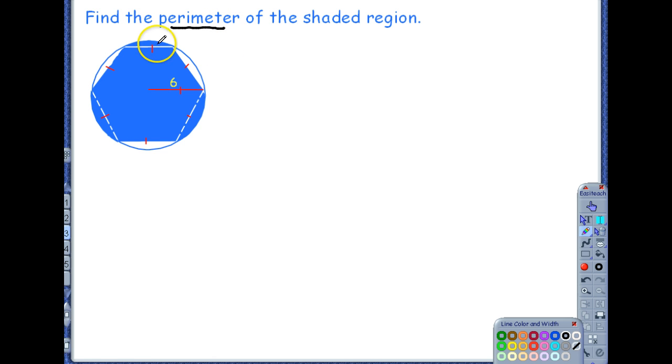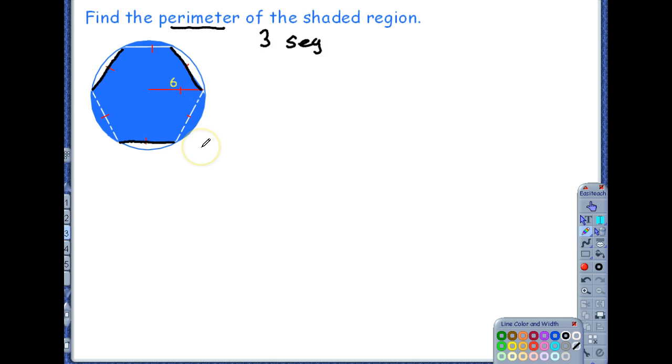Okay? So this is what a lot of times I like to do. I like to kind of break it up. What makes up that perimeter? So you're seeing hopefully 1, 2, 3 segments. And those are easy to find the length of. Okay? So we have 3 segments.